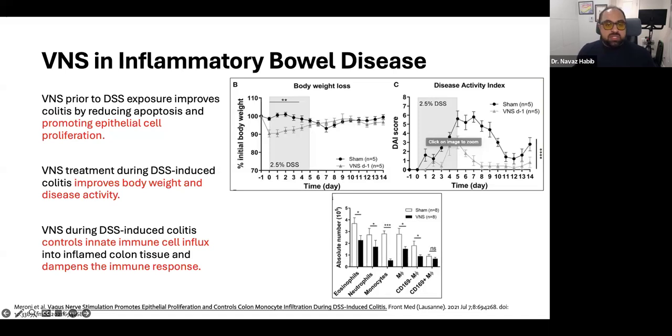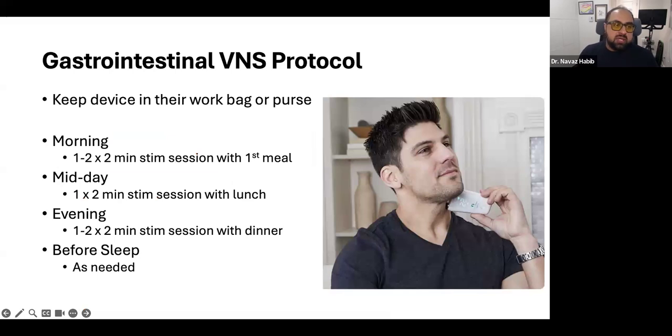So when it comes to GI issues, I have a gastrointestinal protocol that I use, and this is basically aligning it with your meals. 1 to 2 2-minute stimulations with your first meal, 1 2-minute stimulation with lunch, and 1 or 2 2-minute stimulations with dinner.